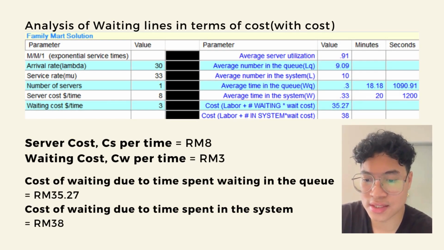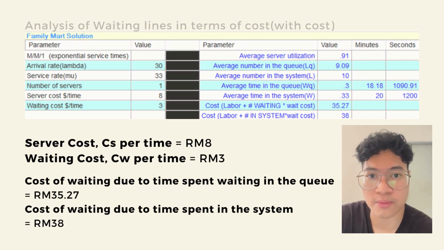Analysis of waiting lines in terms of cost. Server cost per time is RM8, waiting cost per time is RM3. The cost of waiting due to time spent waiting in the queue is RM35.27. The cost of waiting due to time spent in the system is RM38.